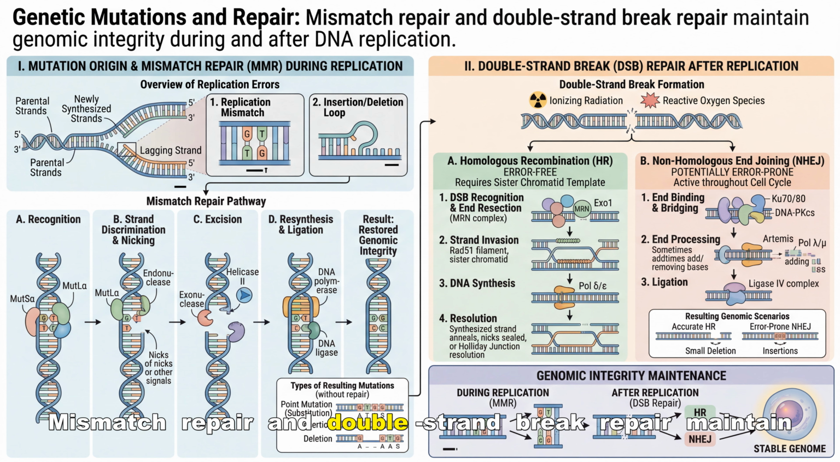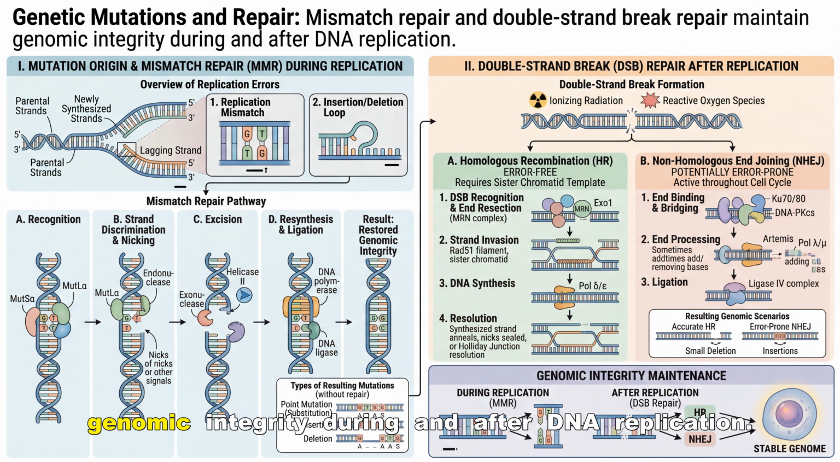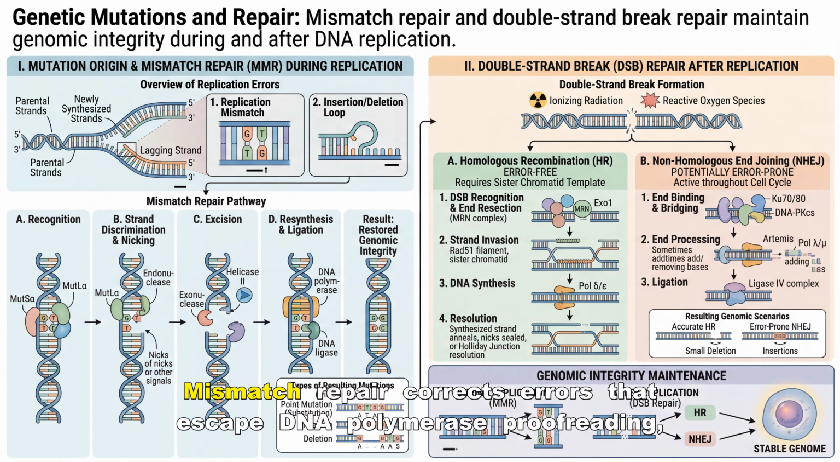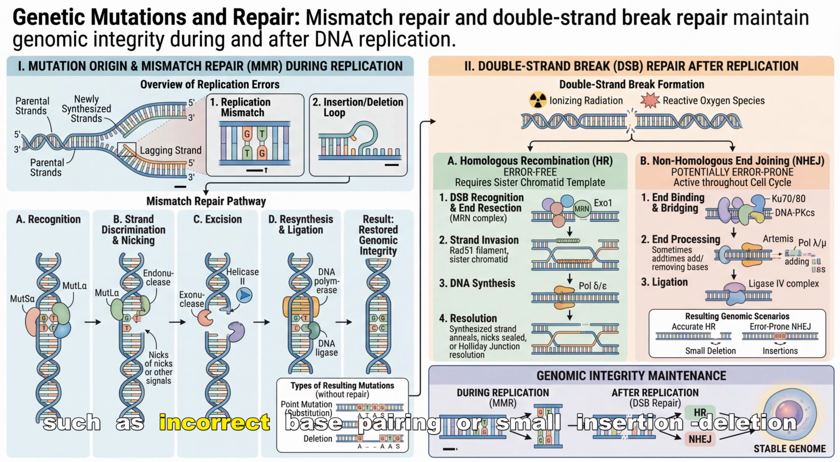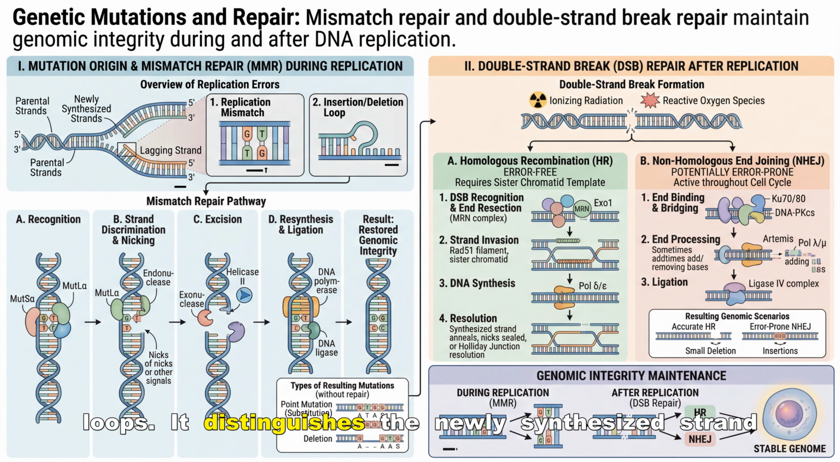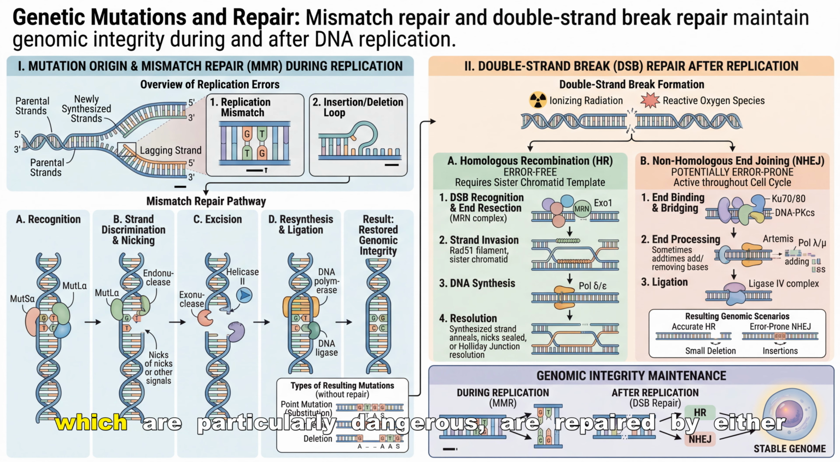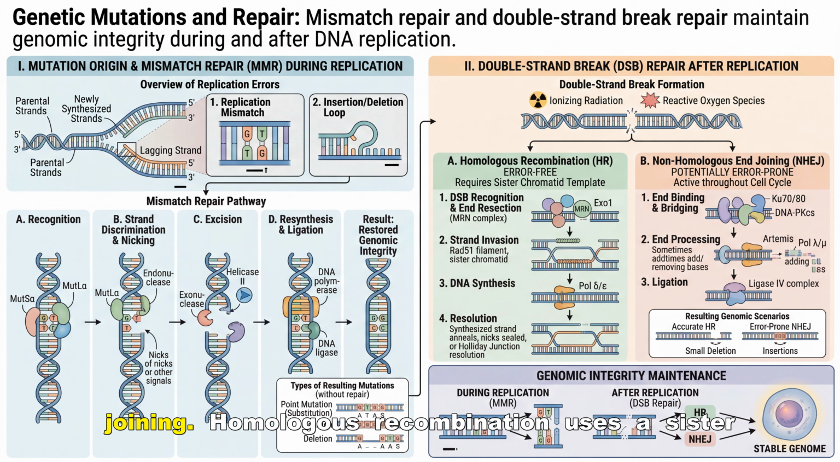Mismatch repair and double-strand break repair maintain genomic integrity during and after DNA replication. Mismatch repair corrects errors that escape DNA polymerase proofreading, such as incorrect base pairing or small insertion-deletion loops. It distinguishes the newly synthesized strand and replaces the incorrect segment, significantly reducing mutation rates. Double-strand breaks, which are particularly dangerous, are repaired by either homologous recombination or non-homologous end joining.